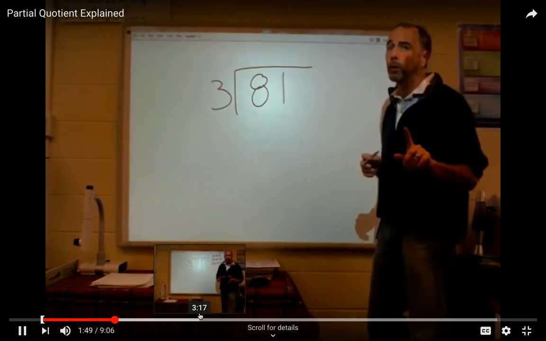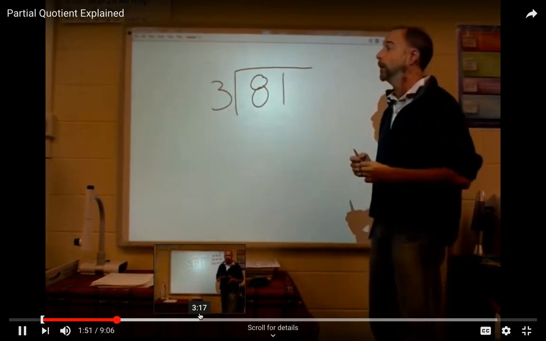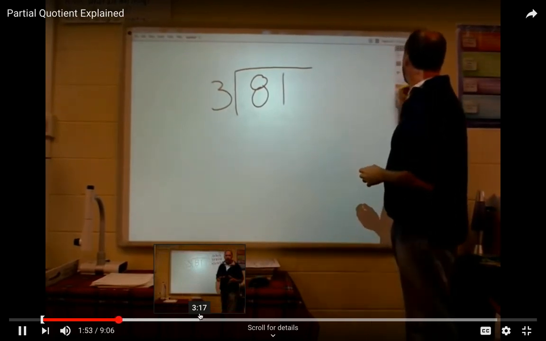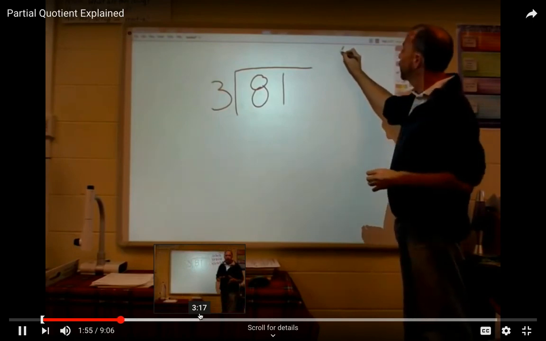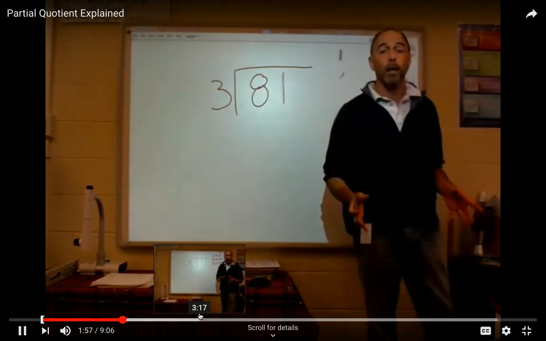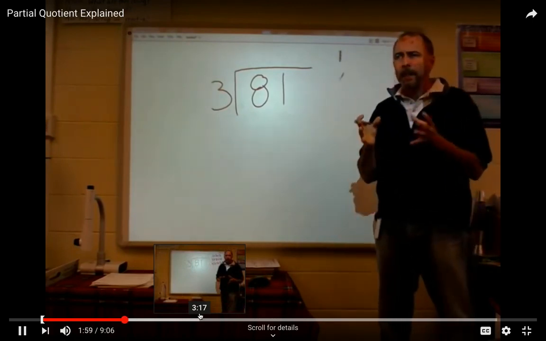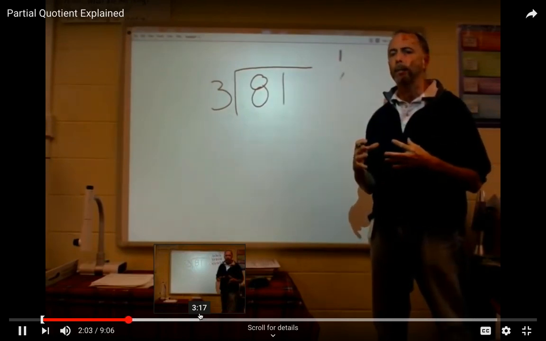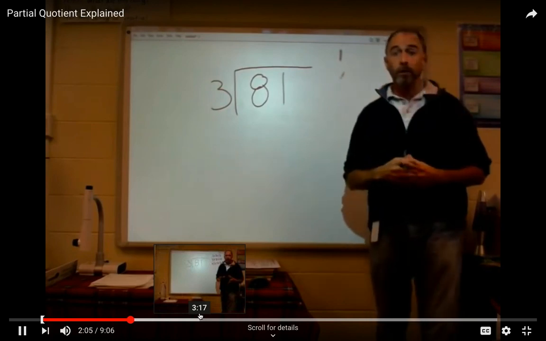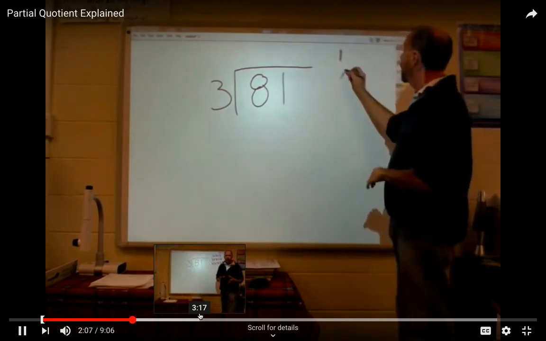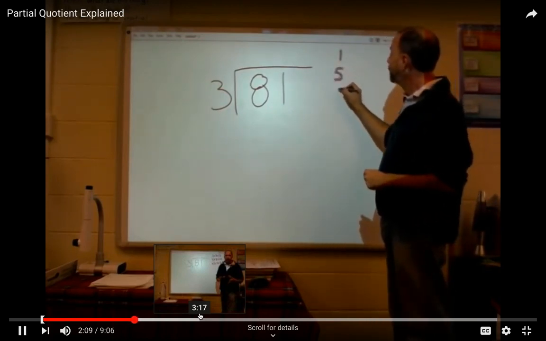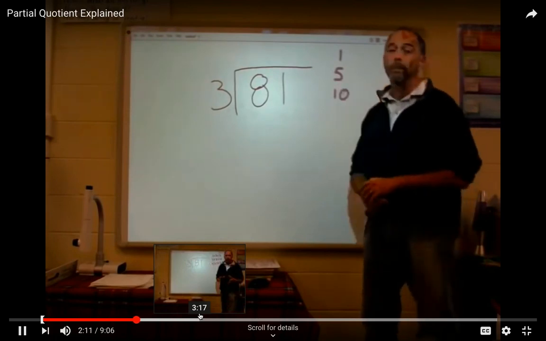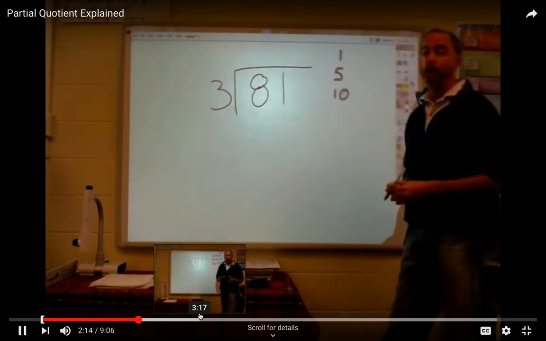And that's really where partial quotient comes in and is very successful. What partial quotient does to begin with is it starts off with what we call a set of benchmark numbers. These are easy to get our arm around numbers. These are numbers that will help us to break down this division problem and get to an answer. So I'm going to use 1, 5, and 10 as my basic benchmark numbers.